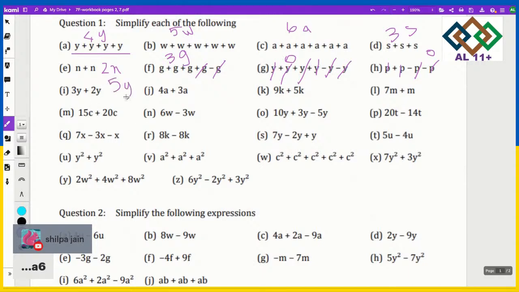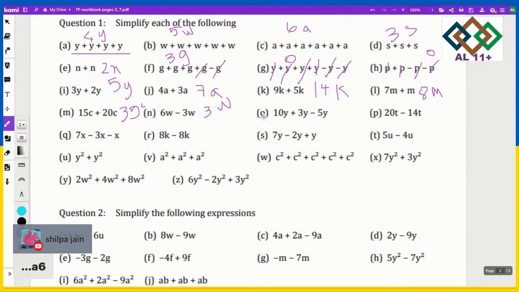Then you have 4a plus 3a. That's j. That would be 7a. You all got it right. And then you have k. K would be 14. Then you have L. L would be 8m. Then you have M. That would be 35C. Then you have N. N would be 3.